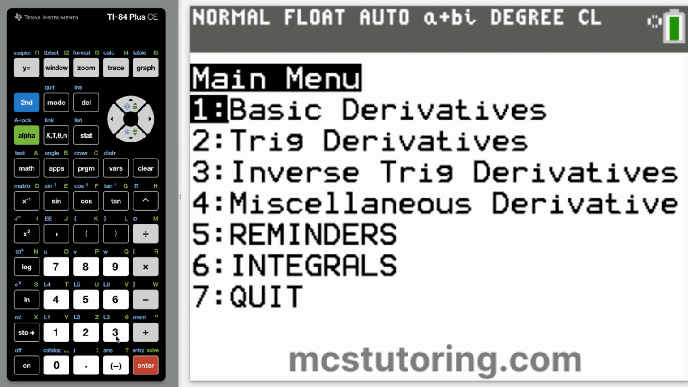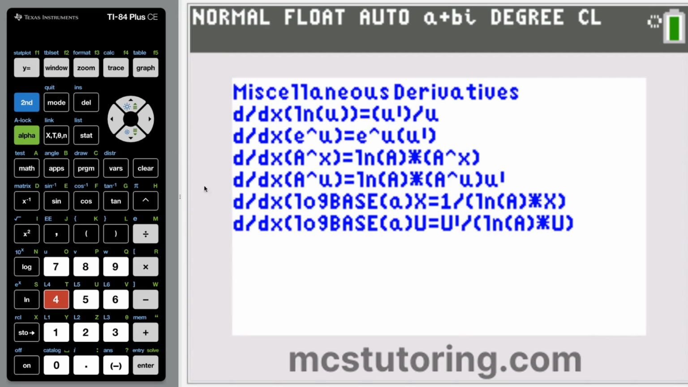Okay, and then we choose option 4, miscellaneous derivatives. I put these on here because I've seen students at a loss when they see what's the derivative of ln of u or what's the derivative of a to the x or a to the u. So we've got the derivative of ln of u is u prime over u. You guys probably already know e to the u is e to the u times u prime. And then if we have derivative of a to the x, it's going to be ln of a times a raised to the x. That's going to be when you have an x or another expression in the exponent. So it'd be ln of a times a to the u times u prime when it's a raised to the u power.